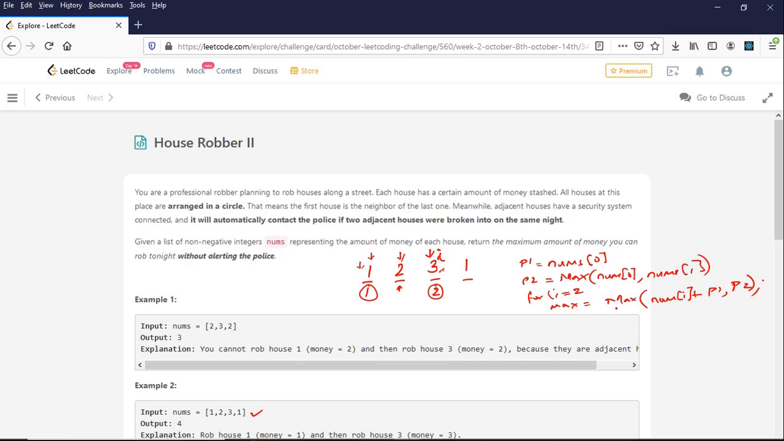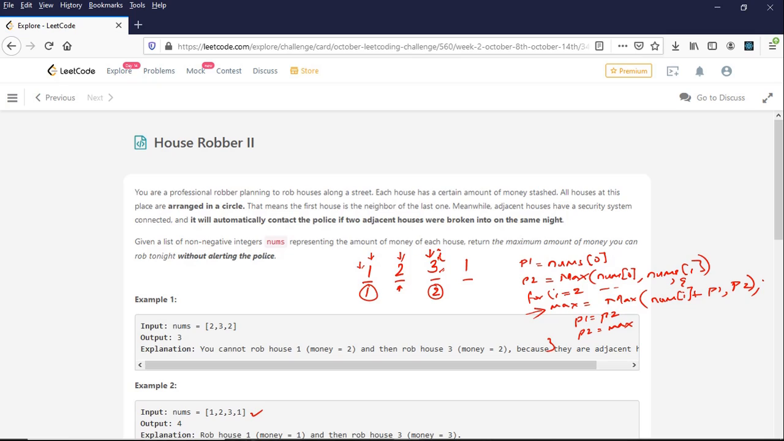So this is my max, and then I change the positioning of p1 and p2. So now I will say that my p1 equal to p2 and p2 equal to max, okay, and this I will do in a for loop, okay, and at the end we can directly return max. So that way we can use dynamic programming here to find out what is the best max value, okay.